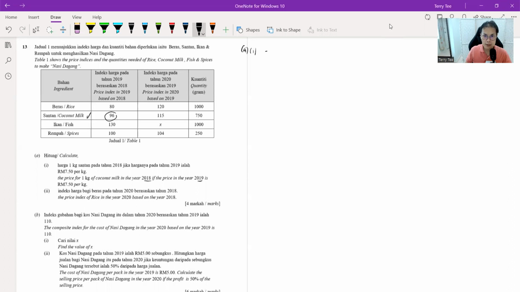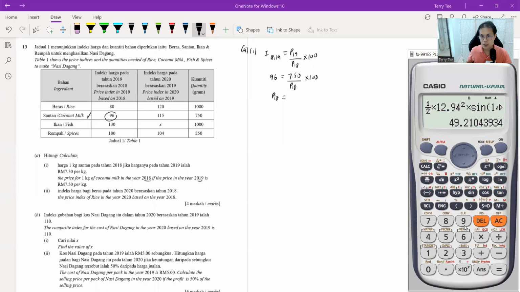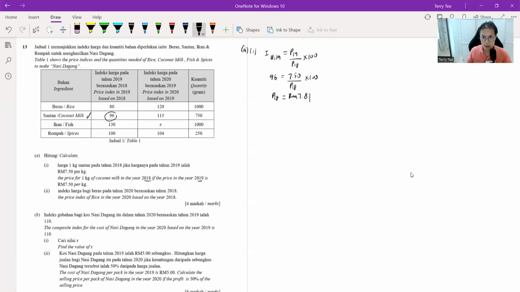Remember, index for 2018 to 19, 18 is the base, 19 is the current, is price in year 2019 divided by the price in year 2018 times 100. So the price index here is 96. Price in 2019 is 7 ringgit 50 cent. We're finding the price in the year 2018. So just use your calculator. Let us take 750 multiplied by 100 divided by 96. I got 7 ringgit and 81 cent.